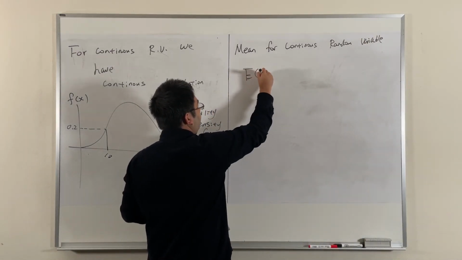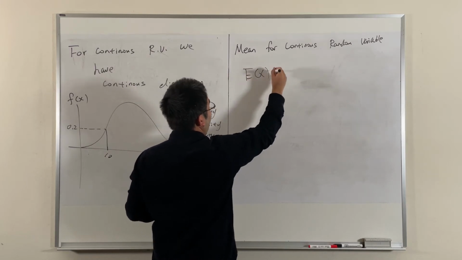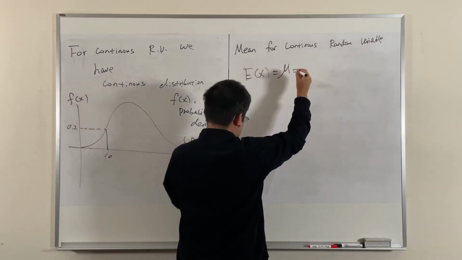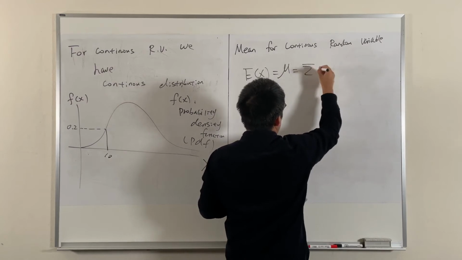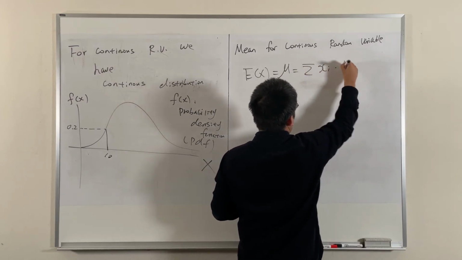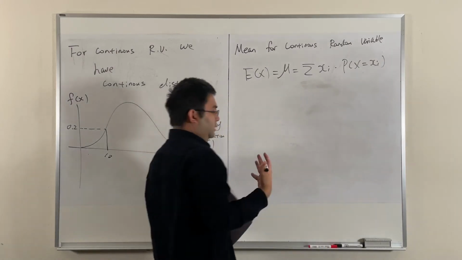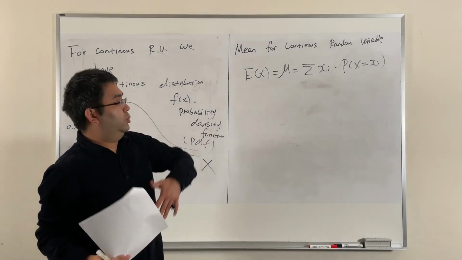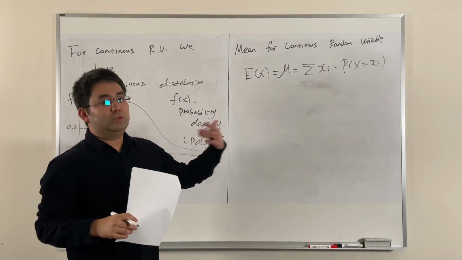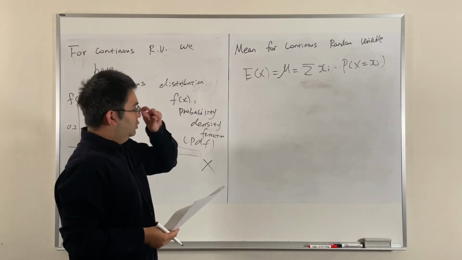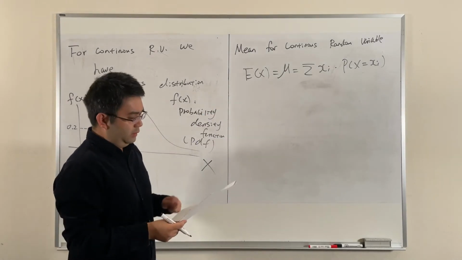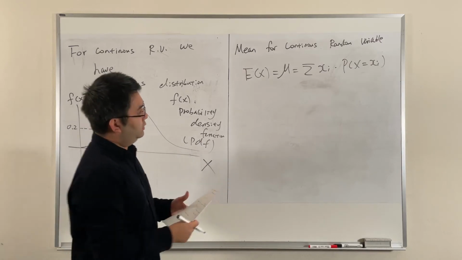So we had this formula, mu equals the summation of xi times the probability of x equals xi. This is the formula that we used in our previous video, which is for discrete random variable. So will this work in this case? The answer is no. Why not?